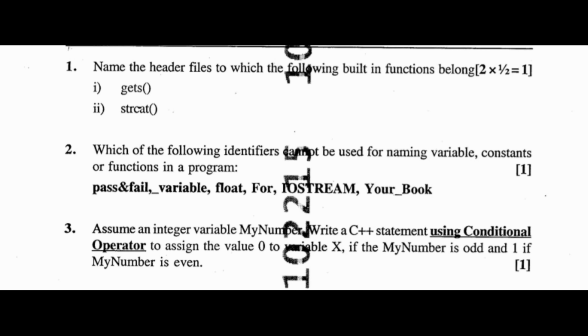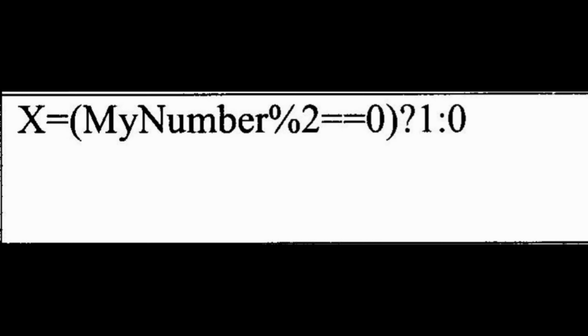Question 3. Assume an integer variable my number. Write a C++ statement using conditional operator to assign the value 0 to variable x if my number is odd and 1 if my number is even. For 1 mark, answer: x = (mynumber % 2 == 0) ? 1 : 0.